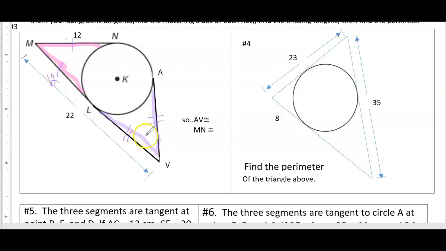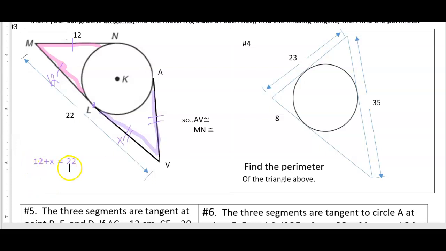Now I need to find this purple hat down here. I know that this whole segment from M to V is 22. The whole thing is 22. This piece, from M to L, is 12 centimeters. So I need to find the distance from L to V. I'm going to write an X right here. I don't know what that is, but I know that 12 plus X equals 22. I'm going to write that down: 12 plus X equals 22 centimeters.